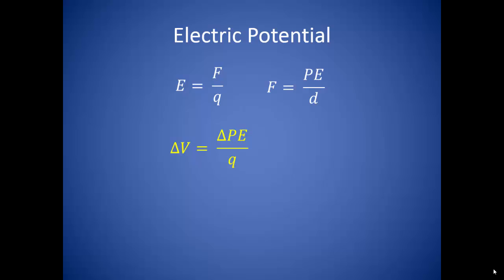Electric potential is the change in electric potential energy divided by the charge. Another way to say that is that the electric potential is the electric potential energy per unit of charge. And if force is the change in potential energy over some distance, then we can extend that to describe an electric field as the change in electric potential over some distance.